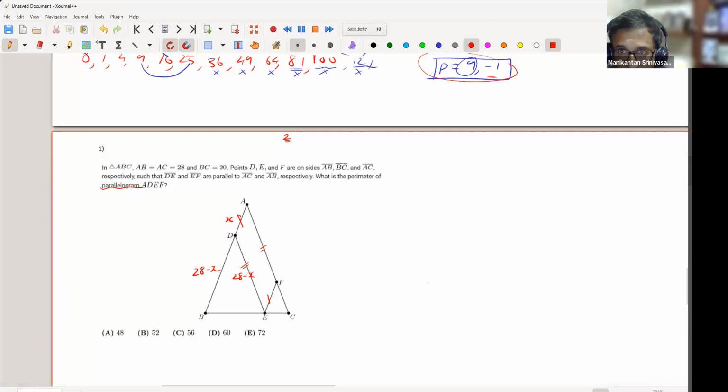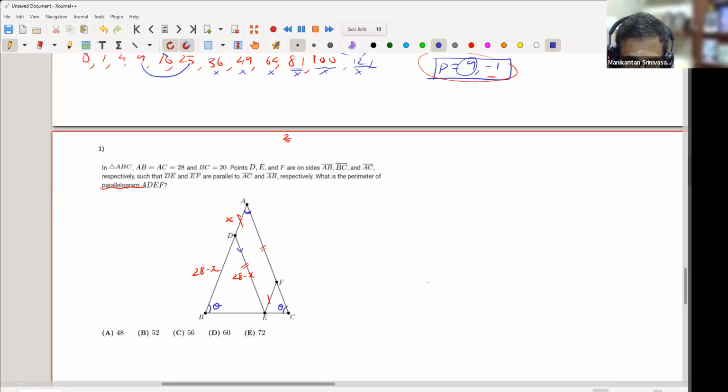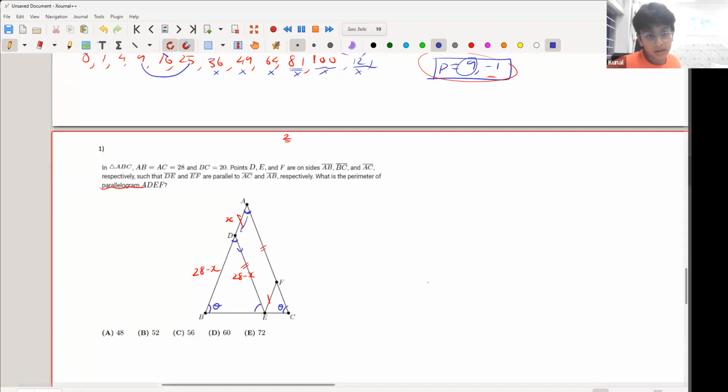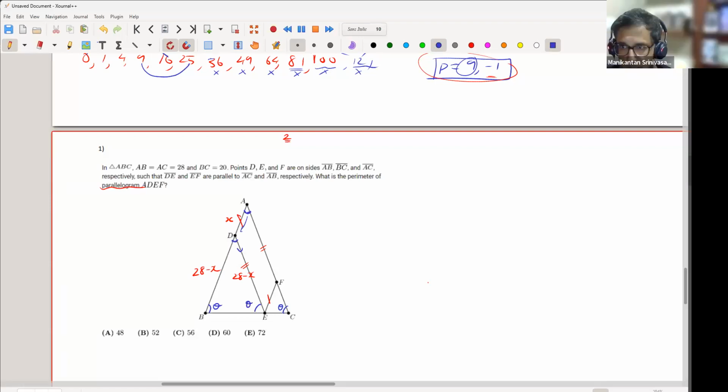You are right, because the original triangle is isosceles. So let's say this is some angle, theta, and this is also theta. Now this is parallel to this, right? So this angle will match, the top angle will match, and therefore this bottom angle also should match. Correct. Continue. And therefore the problem is done now.